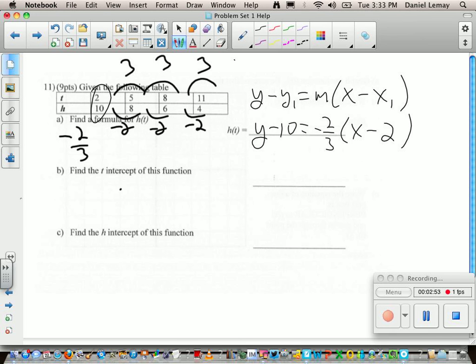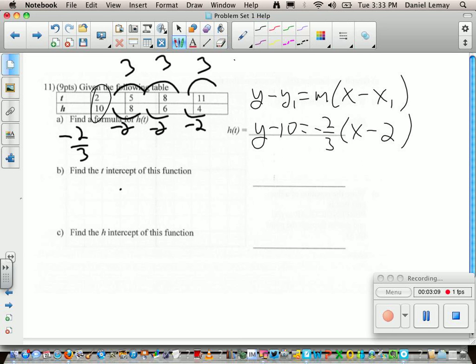If I had used 5 and 8, I would have had an 8 here, a 5 here. If I had used the 6 and 8, I would have had the 6 here, the 8 here, and so on and so forth. Okay, so point slope form, we don't need to do any more than that.